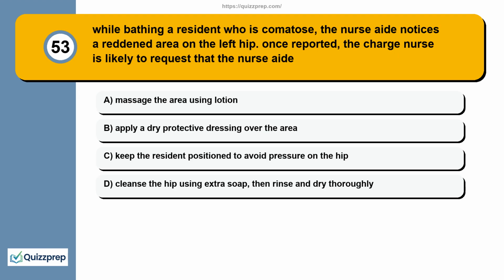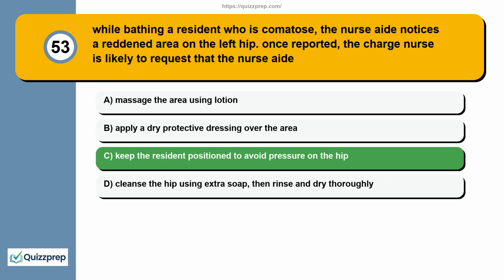Question 53. While bathing a resident who is comatose, the nurse aide notices a reddened area on the left hip. Once reported, the charge nurse is likely to request that the nurse aide, option A, massage the area using lotion. Option B, apply a dry protective dressing over the area. Option C, keep the resident positioned to avoid pressure on the hip. Option D, cleanse the hip using extra soap, then rinse and dry thoroughly. The correct answer is option C, keep the resident positioned to avoid pressure on the hip.